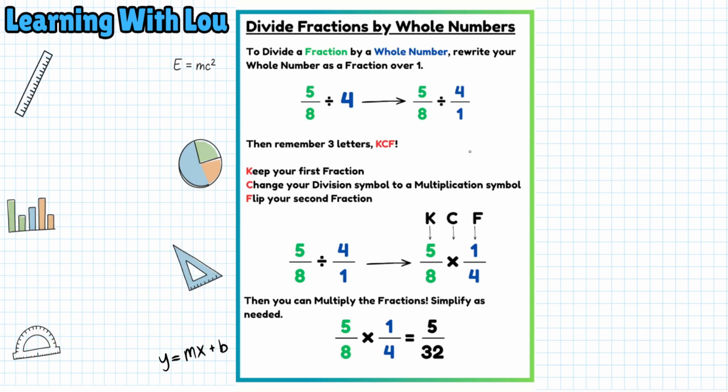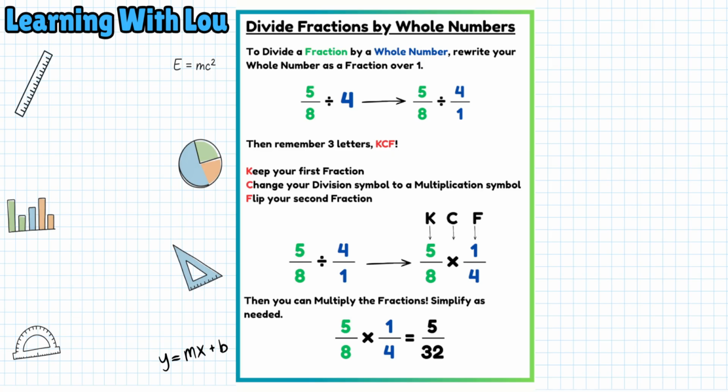So when it comes to dividing a fraction by a whole number, for example, we have 5/8 divided by 4. The first thing you want to do is rewrite your whole number as a fraction over 1. So instead of 5/8 divided by 4, we'll have 5/8 divided by 4 over 1, which is still 4 wholes, we just gave it a denominator of 1. Once you've rewritten your whole number as a fraction over 1, then you just go back to KCF.